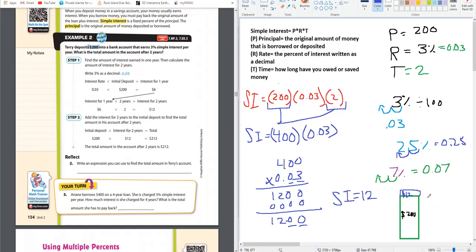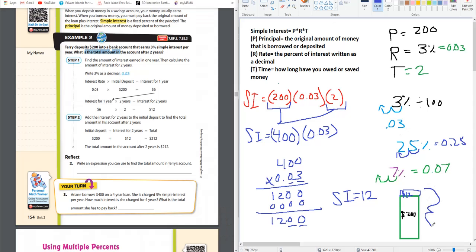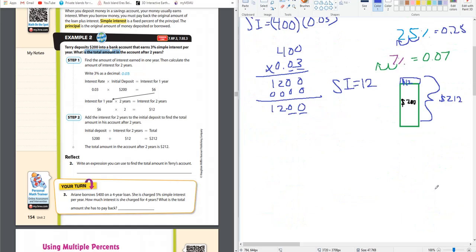Good enough. $12 is my simple interest, which means if they're asking for my total amount, that means I'm going to add these together. 200 plus 12 is $212 total. Now, sometimes they'll ask you for just the interest. Sometimes they'll ask for the total. It really depends on the question. However, just know that this equation here is not the final answer if they want the total amount. This is the interest. You still need to add it to your principal to get the total amount.